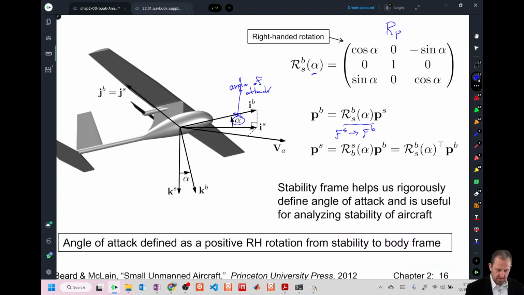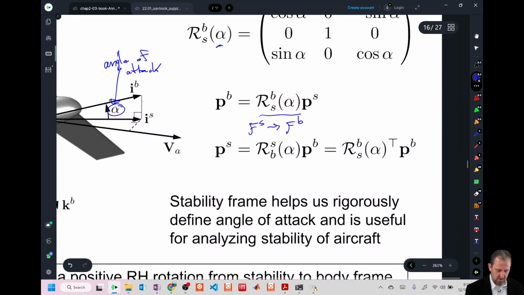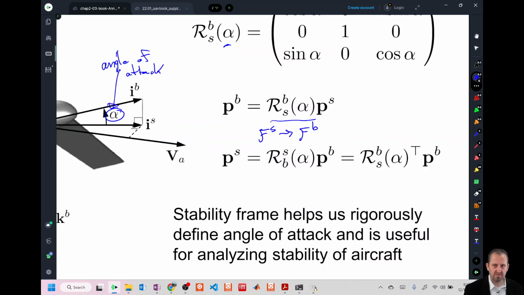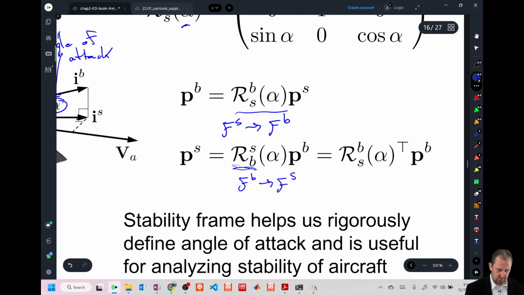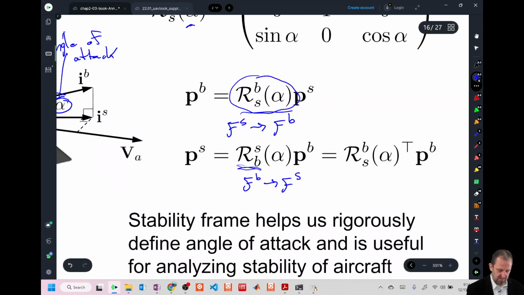Now, the important thing to note here, and this is just calling back on our properties of the rotation matrix. If we have something that's in the body frame and we want to transform it into something that's in the stability frame, this is how we would write it. We would write the rotation matrix from B to S, right? But all we have to do is define this matrix from S to B. So to get S to B, all we do is take the transpose. Or I didn't say that very well.